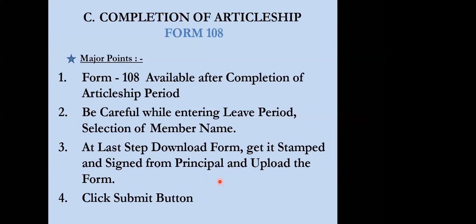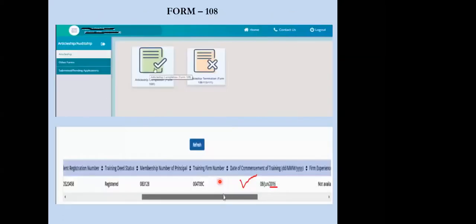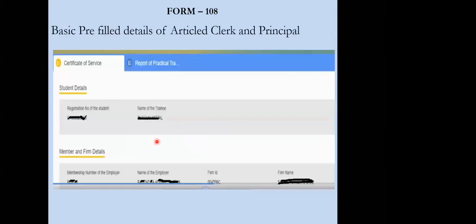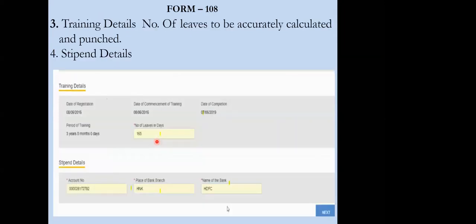Your Form 108 will be available within a week of the completion of your articleship. So once you go to the articleship section, 108 will be available. Once your articleship is completed, you have to file your form. All the details are pre-filled. In the SSP portal, you just click on the form, and most of the details are pre-filled. You just have to provide the leave period, because the termination and completion date will come automatically.